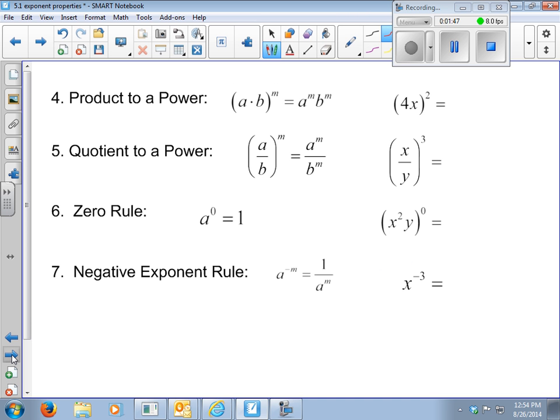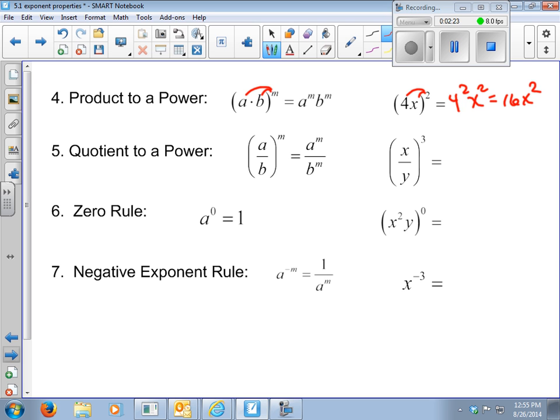Your next rules. First up is called the product to a power. In this one, you'll have a product a times b in parentheses, all raised to the m power. Now for this one, you're going to hear me say the phrase, go backwards, backwards. So everything inside the bracket gets raised to that particular power. A to the m times b to the m. In this example, we're going to go backwards, backwards. So we're looking at 4 to the second, x to the second, and then you can clean that up, 16 x to the second.